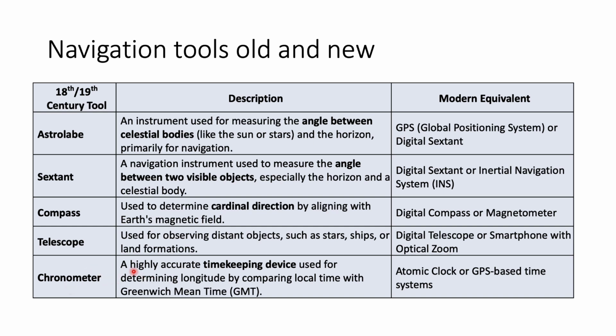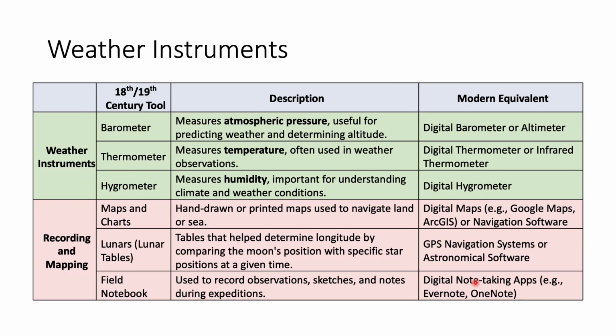Chronometer was another instrument which was used earlier. This is a highly accurate timekeeping device which was generally used to determine at which longitude people are, by comparing the local time with the Greenwich Mean Time. So for comparison between the longitude at which they are and the Greenwich Mean Time, this chronometer was used. Currently we use atomic clocks or GPS-based systems.